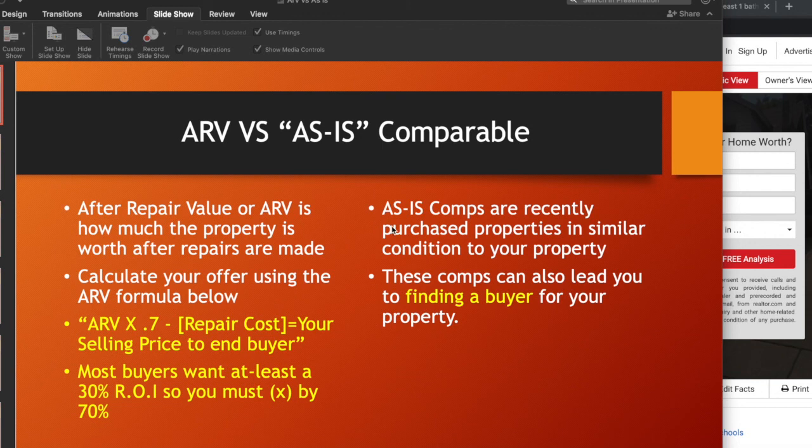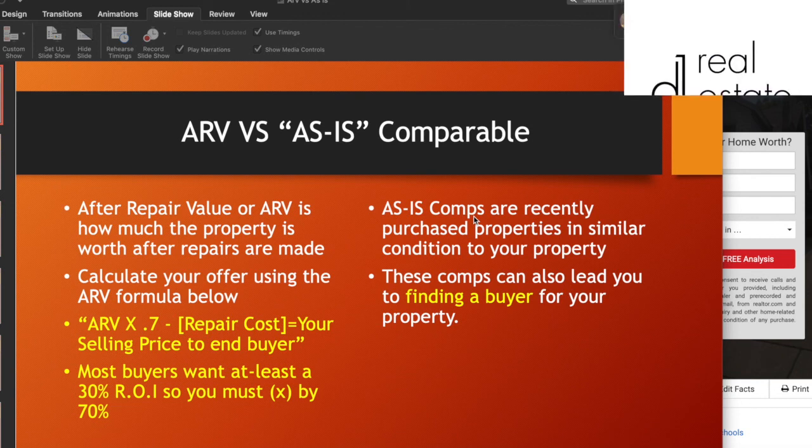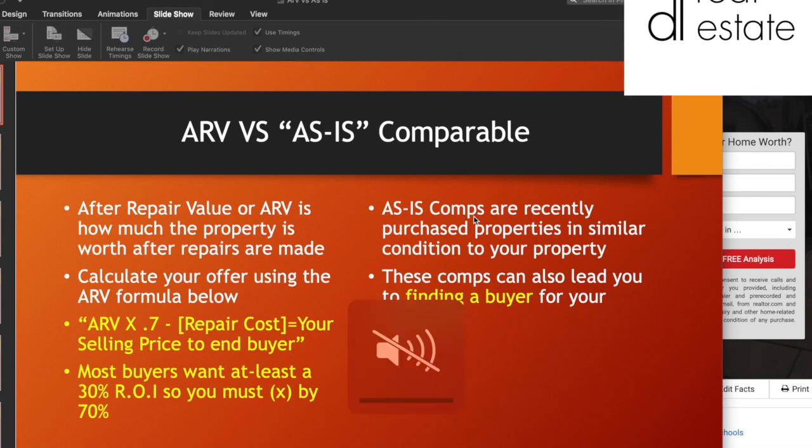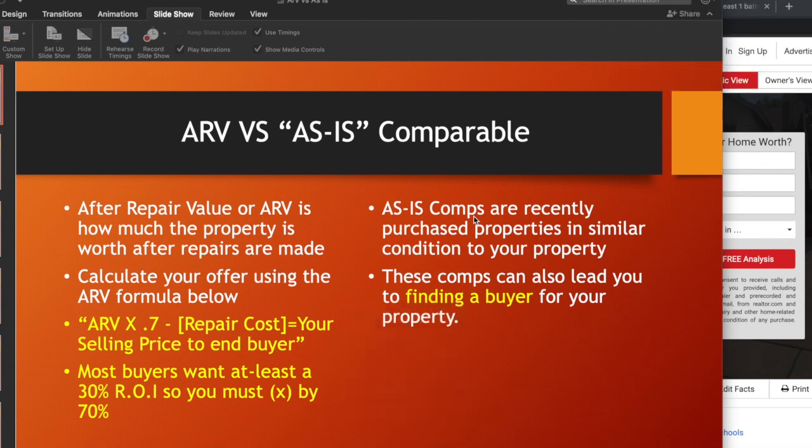Another way to calculate your offer is using the as-is comps. These as-is comps are just properties that were recently purchased in the area in similar condition to your property. These comps can also lead you to finding a buyer for your property, and that's a pretty cool thing.